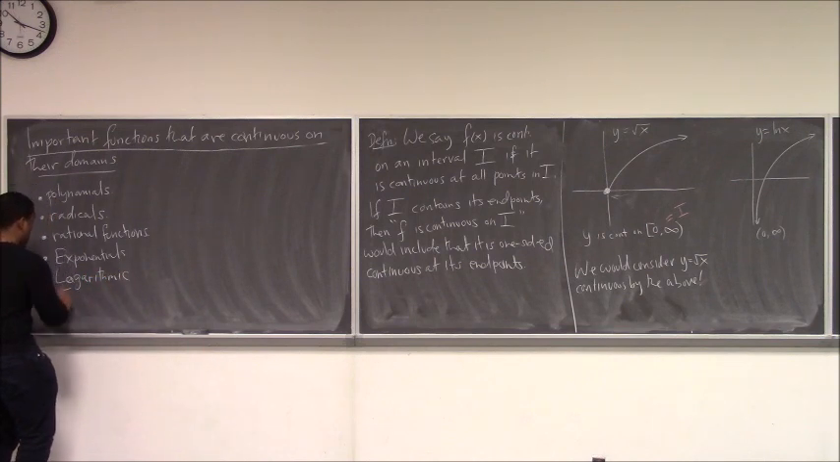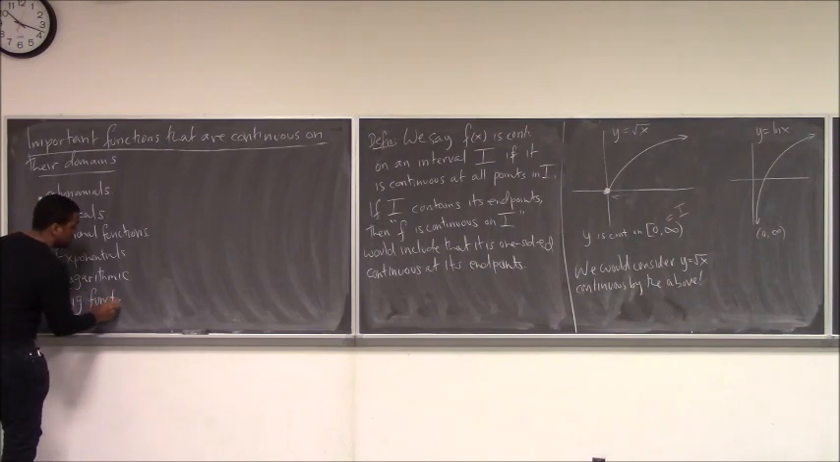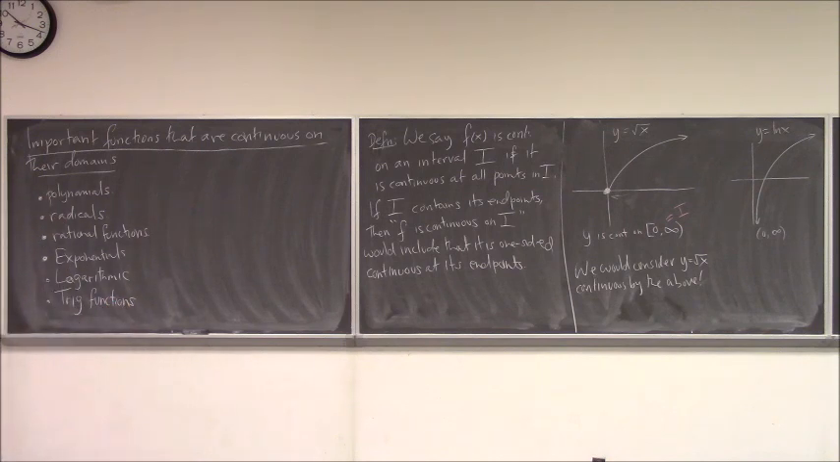The trig functions are continuous on their domain: sine, cosine, tangent, secant, cosecant. They are all continuous on their domain. As long as you're within their domain, the continuity equation will work regardless of the location.